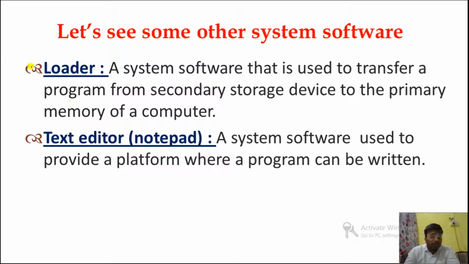So here we have loader. Now what is loader? A system software that is used to transfer a program from a secondary storage device to the primary memory of the computer. Primary memory of the computer means RAM, that is only primary memory or main memory. Clear? So what is the use of loader? It is used to transfer a program from a secondary storage device to the primary memory of the computer.